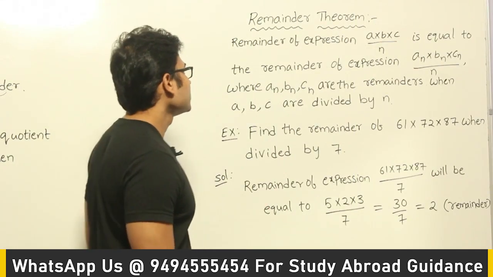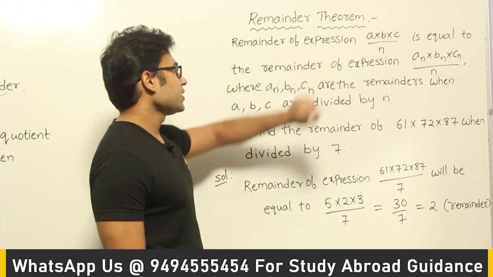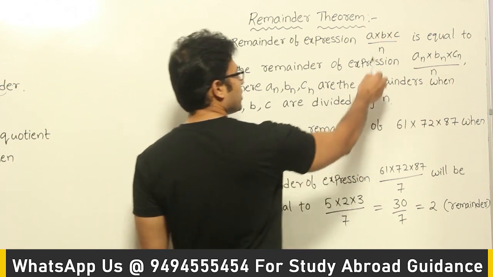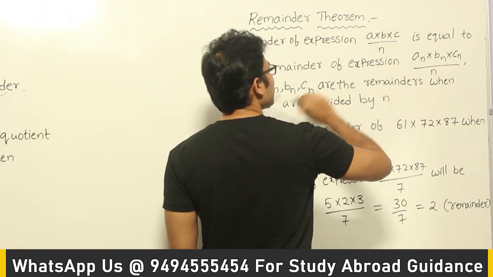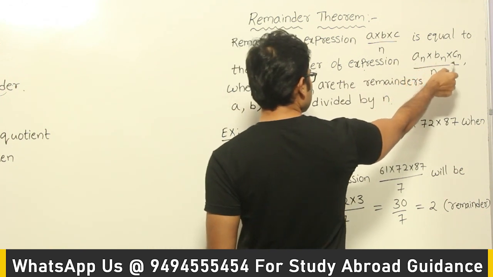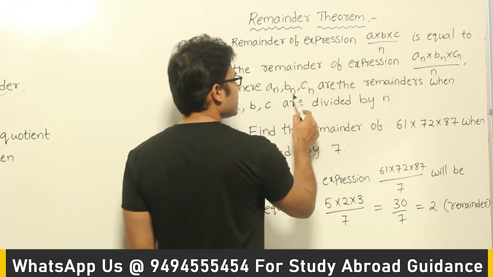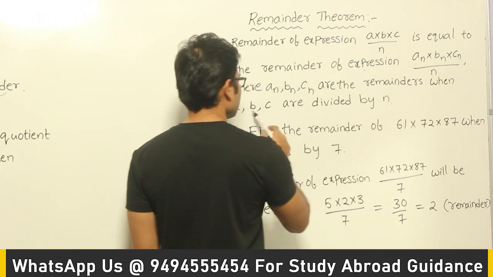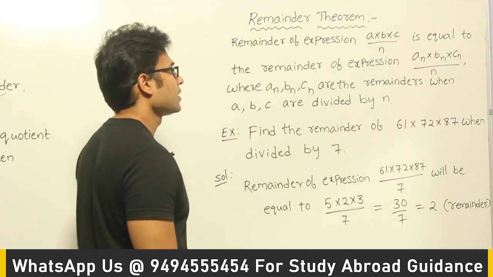Now let's see this remainder theorem. The remainder of an expression a into b into c divided by n is equal to the remainder of the expression an, bn, cn divided by n, where an, bn, cn are the remainders when a, b, c are divided by n.